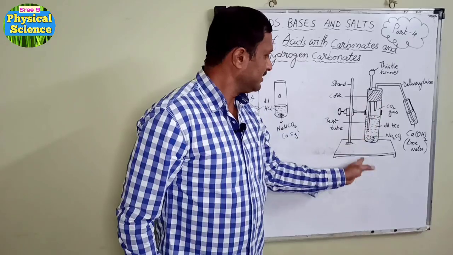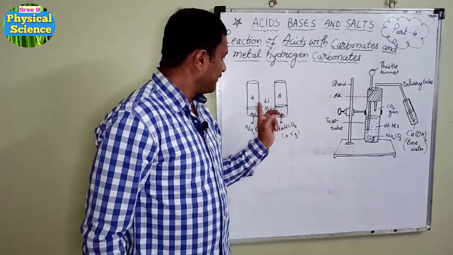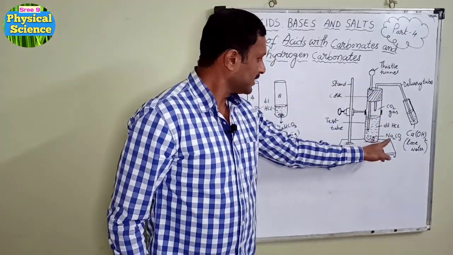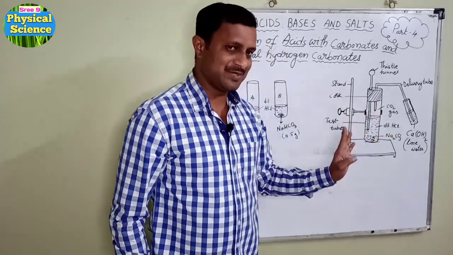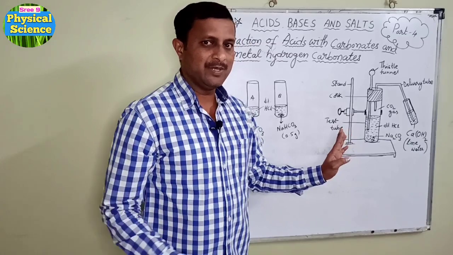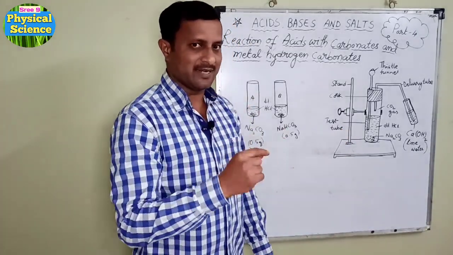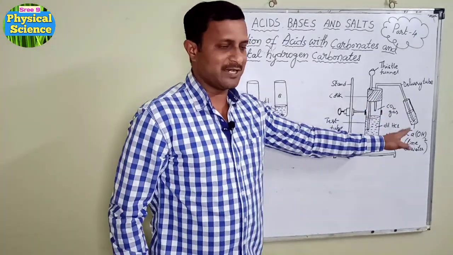Here this is the arrangement where one of the test tubes is fixed here. See, Na2CO3, dilute hydrochloric acid, CO2 gas is produced. The gas is CO2. After writing the chemical equation you will understand. We will write it later after the explanation of this.